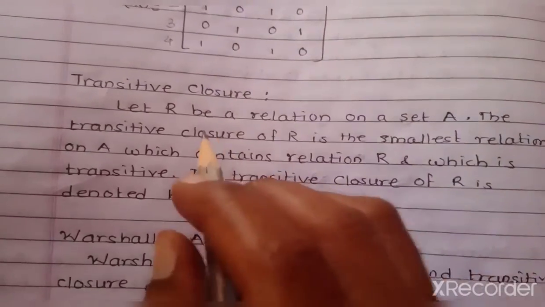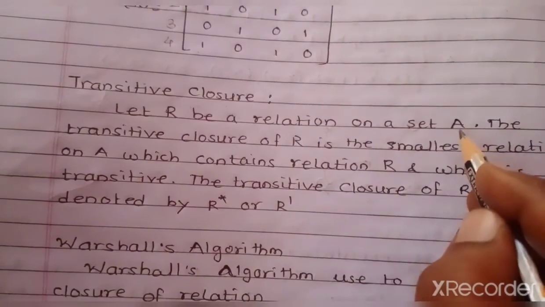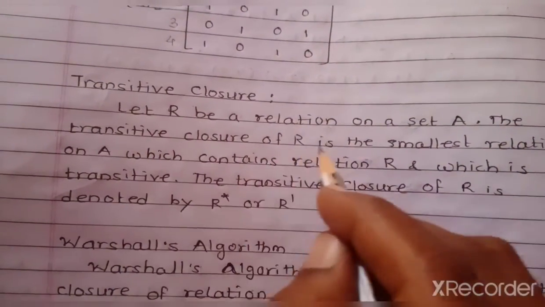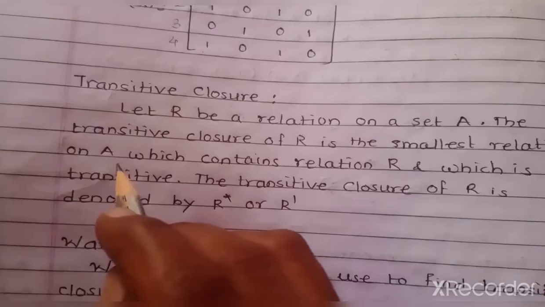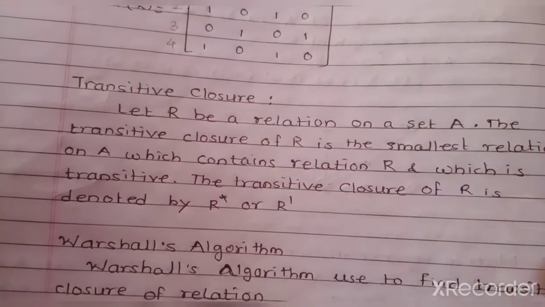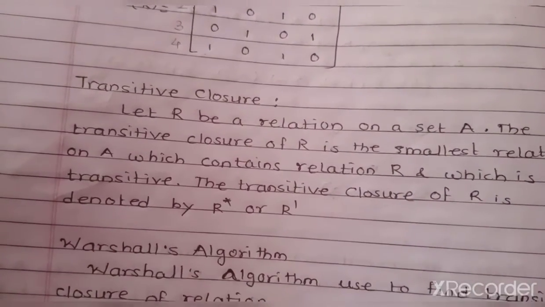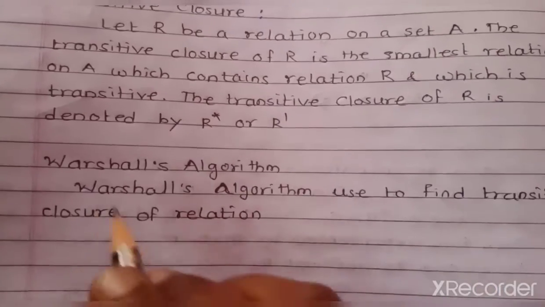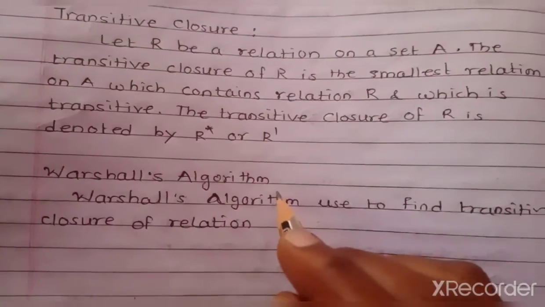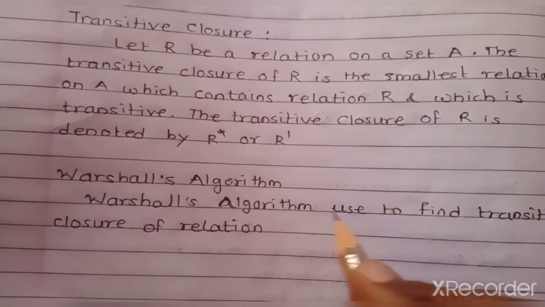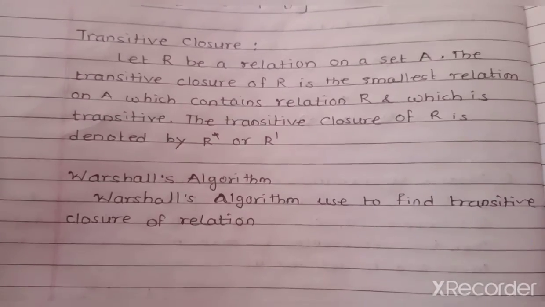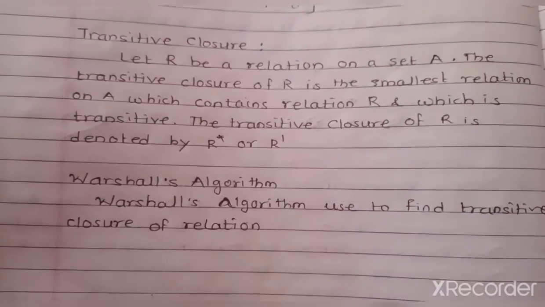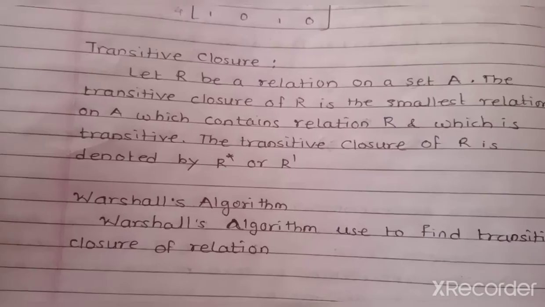Let R be a relation on A. The transitive closure of R is the smallest transitive relation on A which contains the relation R. Next we have to discuss Warshall's algorithm. Warshall's algorithm is used to find the transitive closure of a relation. Let's look directly at an example related to that concept.